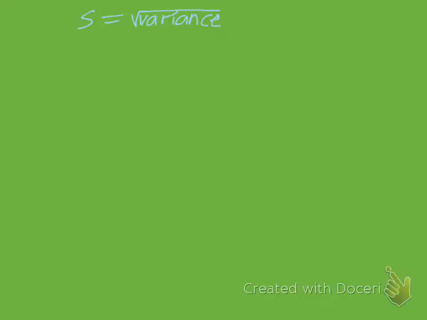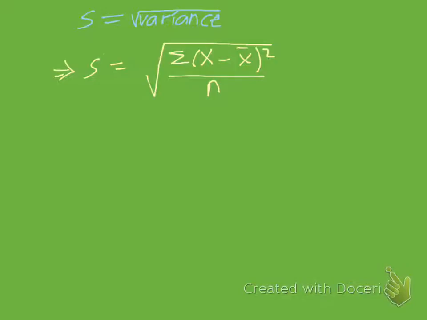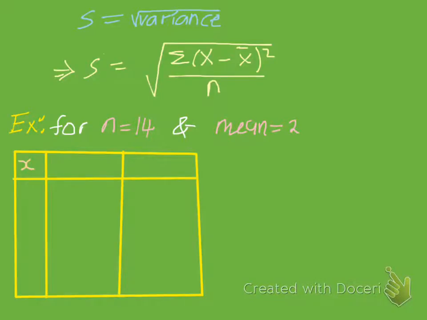If you still haven't understood, let's explain the formula further. S equals the square root of the sum of x minus x bar, all squared, over n. If you still haven't understood, we'll look at an example. For n equals 14 and mean equals 2: n is the total number of elements in the expression, and the mean is 2, denoted as x bar.